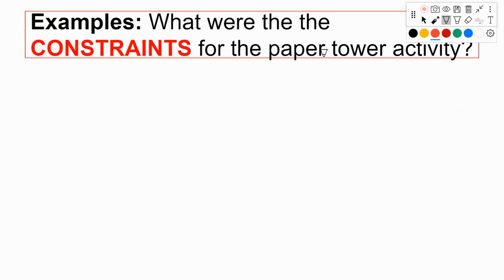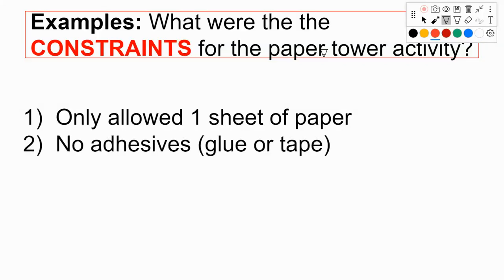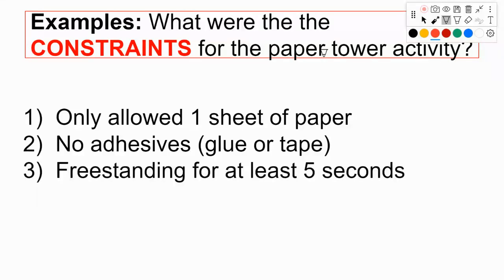So what were the constraints for the paper towel activity? This was something that we did together. We didn't really use this word, but it is an appropriate word. The constraints for that one were you were only allowed one sheet of paper. So that was a constraint. You weren't allowed adhesives. This was things you could not use. And then there was the constraint that to be measured, you had to be freestanding for at least 5 seconds.